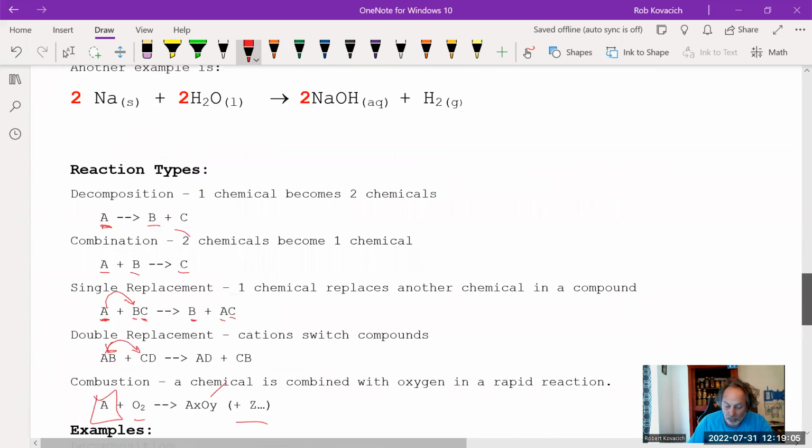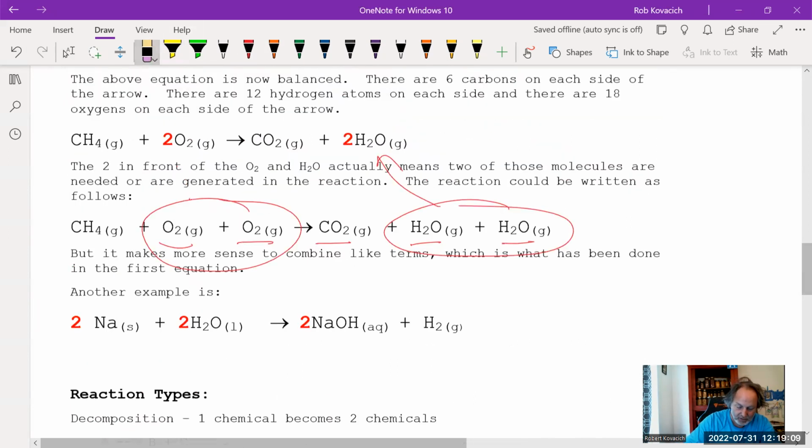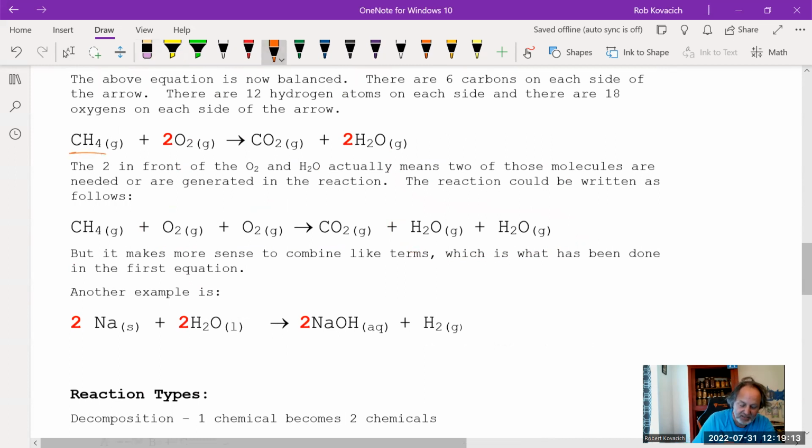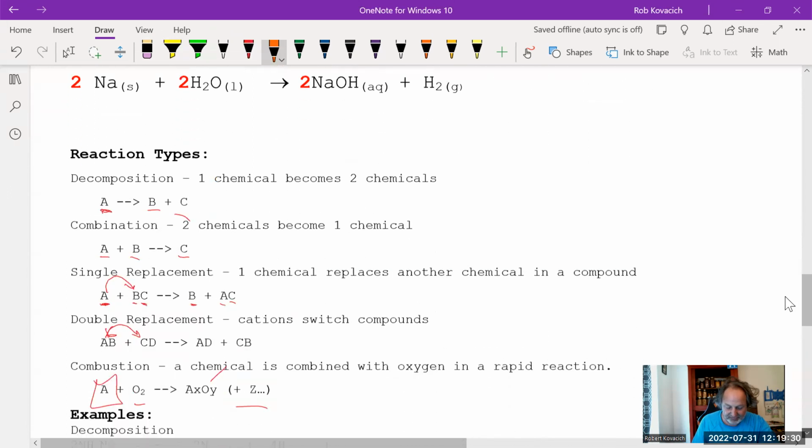So we can see that right up here. This is a combustion reaction. This is methane being combusted with oxygen. The carbon and the oxygen go together to make this CO2 and some other substance. And so that's why we have a combustion reaction, because the O2 is combusting, in this case, methane.